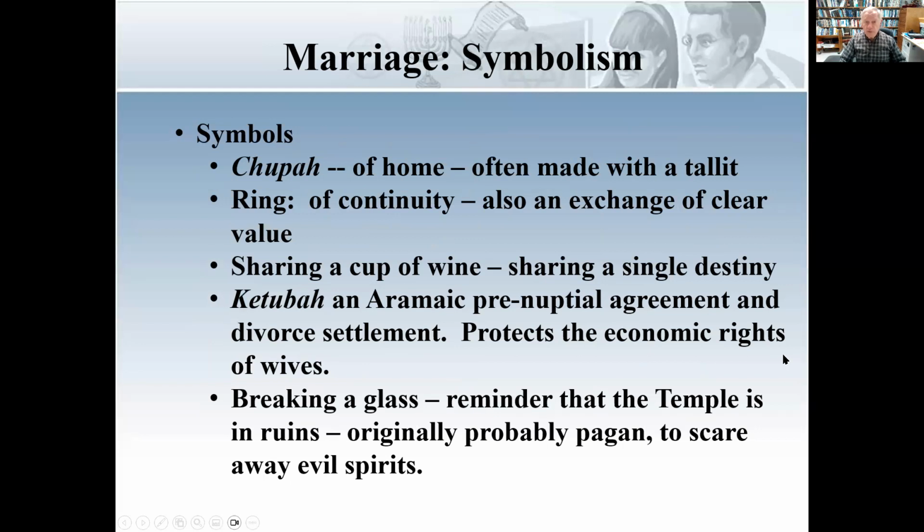So there are lots of symbols that people are familiar with relating to a Jewish wedding. There is the chuppah, a marriage canopy that the bride and groom stand under. It's often made with a talit or other beautiful cloth, and it's open so that it symbolizes what we hope will be the openness of their house, open to friends and family. The ring, I mentioned, is round, it's continuous, and it also has a clear value.